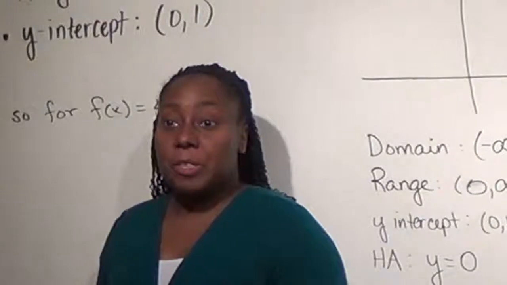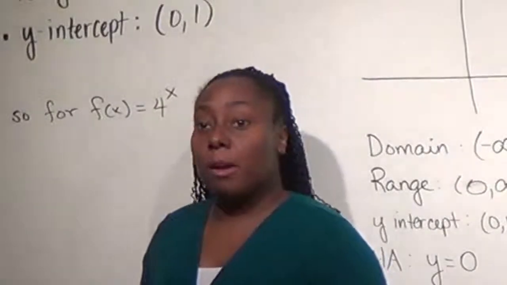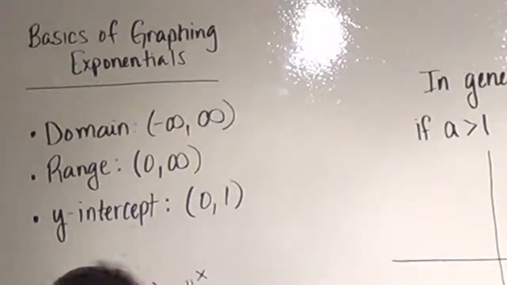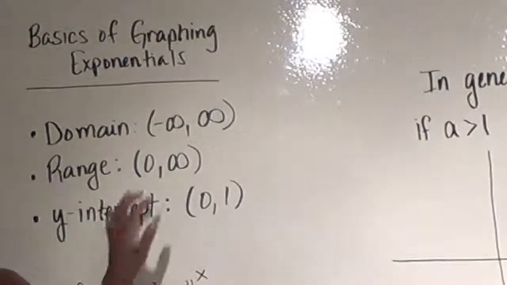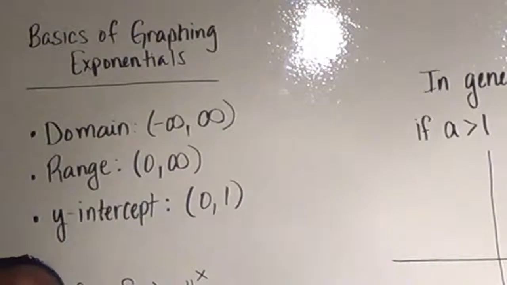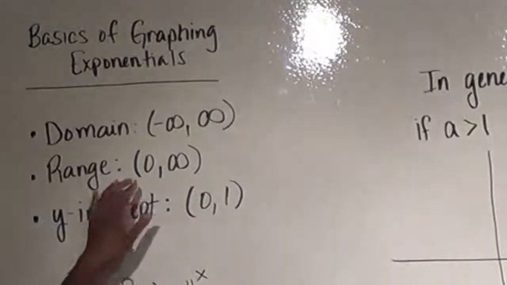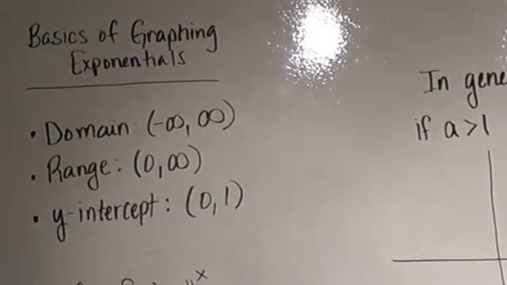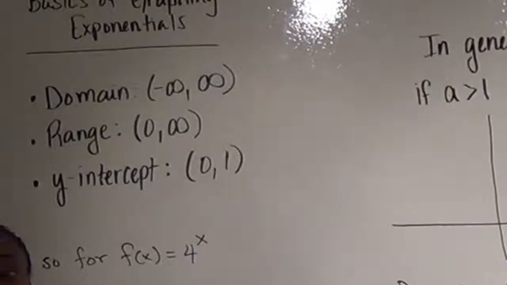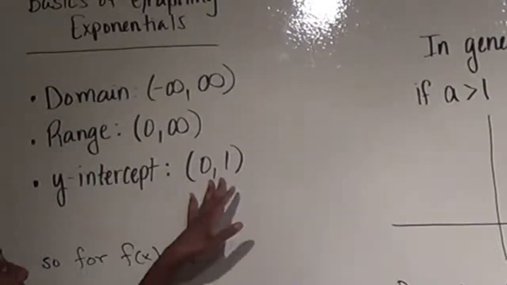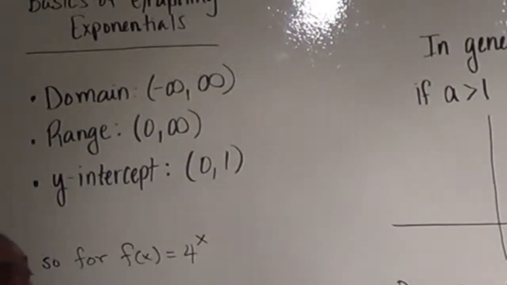So these properties give us some nice information about the graph. Okay. First off, the fact that we can plug anything in for x tells us that our domain is going to be all real numbers. The values coming out to be strictly positive tell us that our range is going to be from 0 to infinity. And our y-intercept, again, when we plugged in x equals 0, gave us a value of 1.